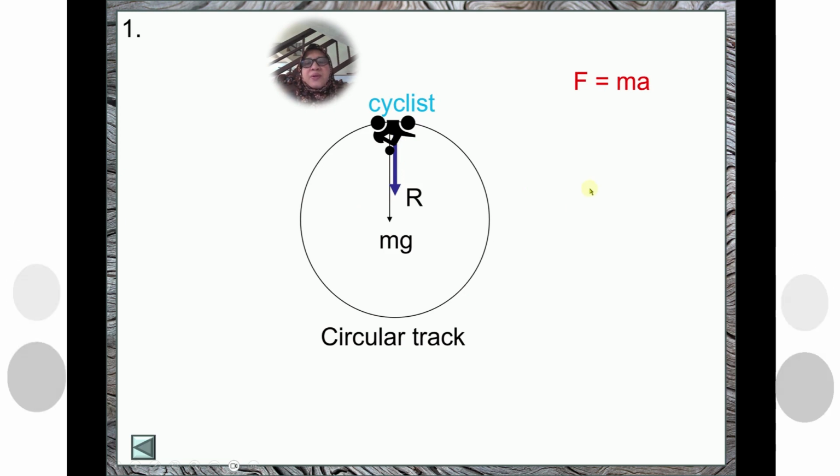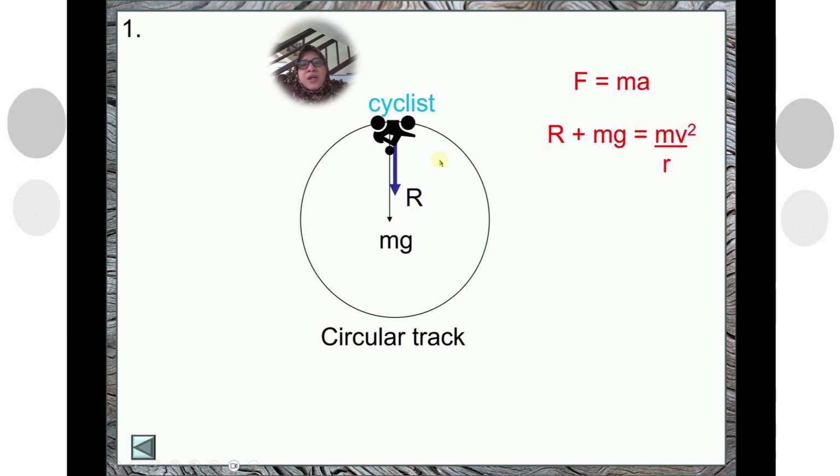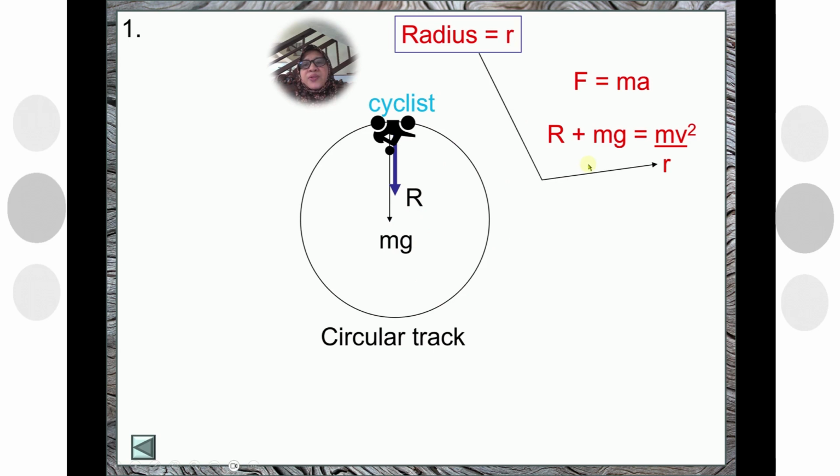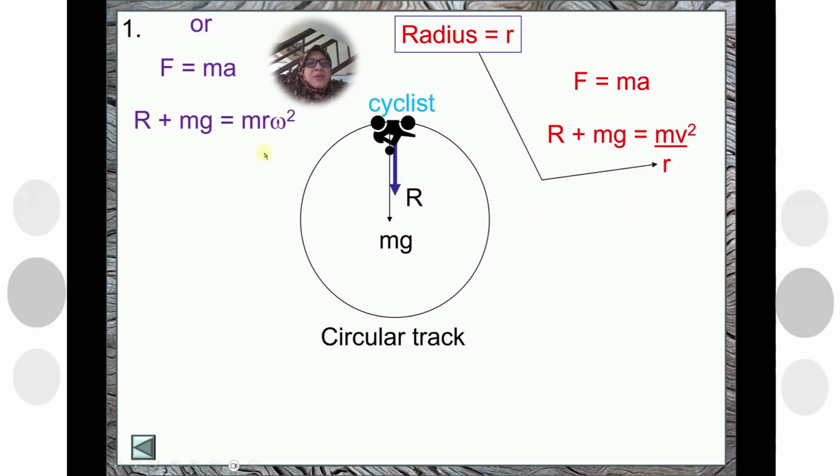So the centripetal force is provided by these two forces, R and mg, and R and mg are in the direction of centripetal acceleration. So R and mg are positive. So R plus mg equals the centripetal force, mv squared over R. The radius is given as 6 meter. We can either use this equation, or we can use mr omega squared for the centripetal force.